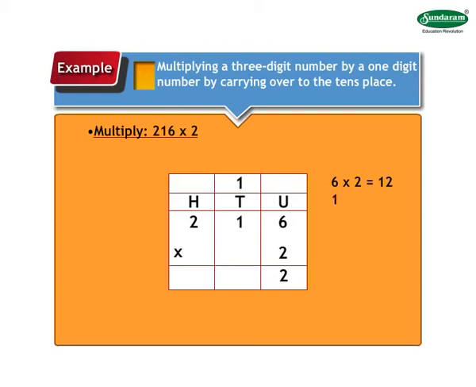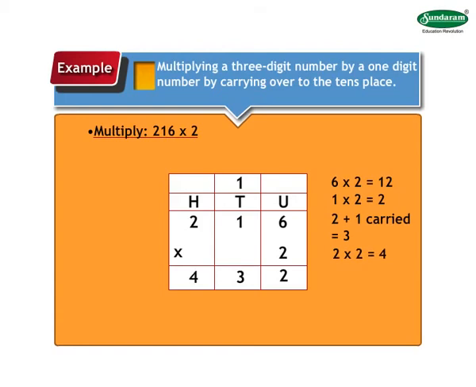Now, multiply 1 by 2. 1 ten multiplied by 2 is equal to 2 tens. When we add 2 tens and the carried over 1, we get 3 tens. So, write 3 in the tens place of the product. Now, multiply 2 hundreds by 2. Write 4 in the hundreds place of the product.